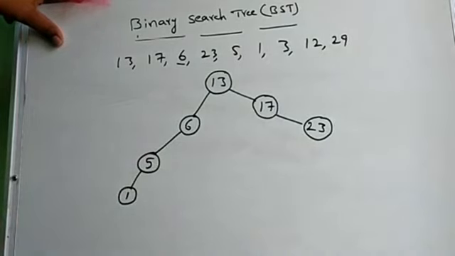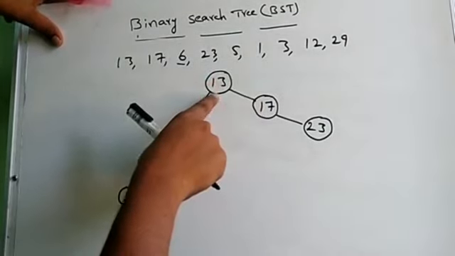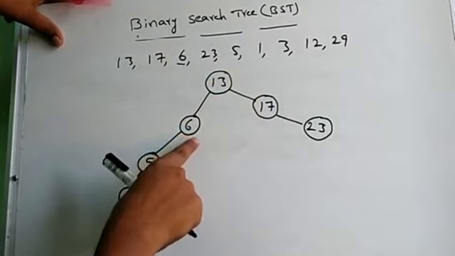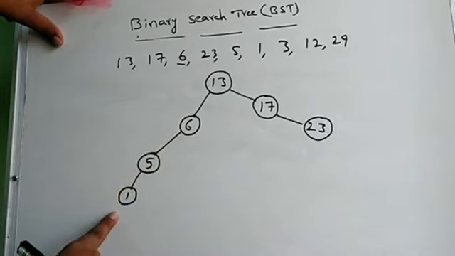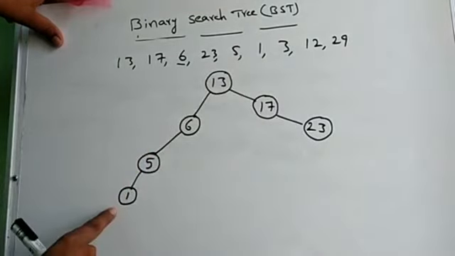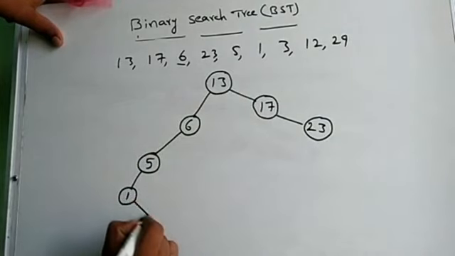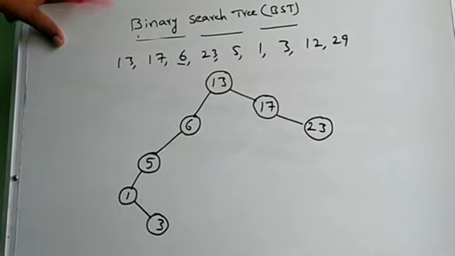Next 3. Where should 3 be added? 3 is compared with 13. It is the lesser value, and 6 is already there. 6 and 3: 3 is the lesser value, go to the left side, where 5 is already there. 5 and 3: 3 is less, so go to the left side, where 1 is already there. Comparing 1 and 3, 3 is greater than 1, so the greater value of 1 is always on the right side.